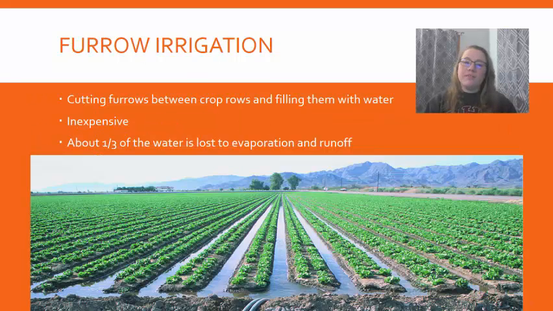The third type of irrigation is called furrow irrigation. Now a furrow is a small little channel or ditch in between the rows of the crops. So what happens with furrow irrigation is very similar to flood irrigation. However, instead of flooding the entire field, you are just directing that water to travel down those furrows between the crop rows. Now, relatively, this is not very expensive. However, we lose about 1/3 of the water, again, to evaporation and runoff.